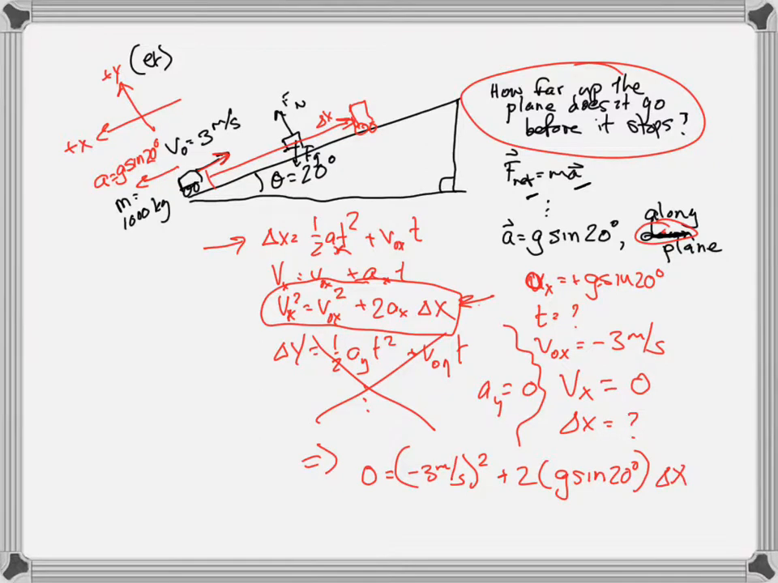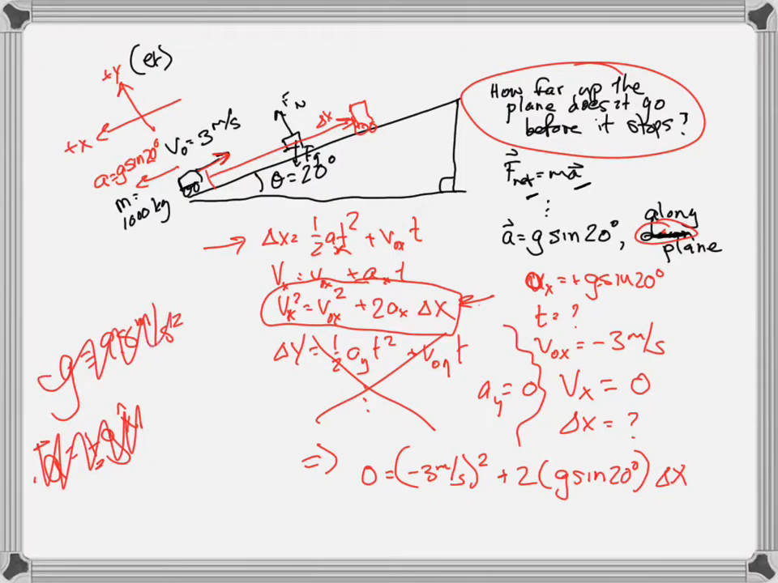And don't forget, g is defined as 9.8 meters per second squared. G is never negative 9.8 meters per second squared. A may be minus g in the x direction or something like that. In this case, it's plus g in the x direction, right? So the acceleration may be negative, but g is always a positive quantity. Okay, that's just a reminder.